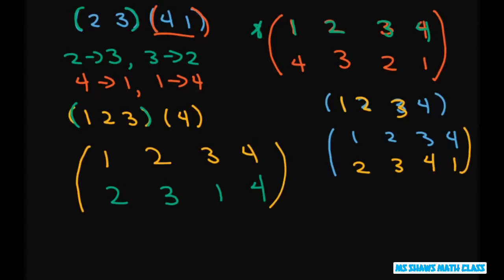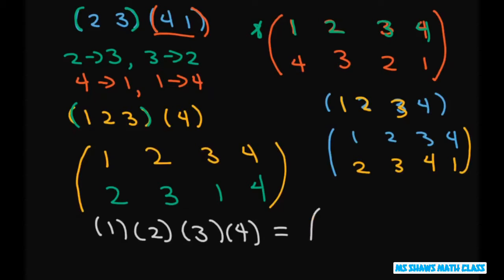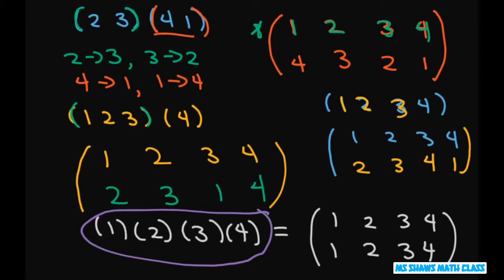All right. Notice the difference between that one and this one. What if you had this? (1)(2)(3)(4). Well, that one would just be like this. Keep the first line 1, 2, 3, 4. It means they remain unchanged, so they just go back to themselves. So that's the difference between this one and this one.